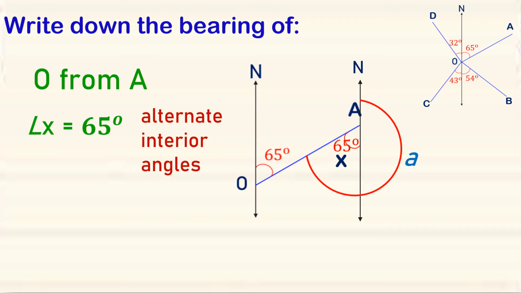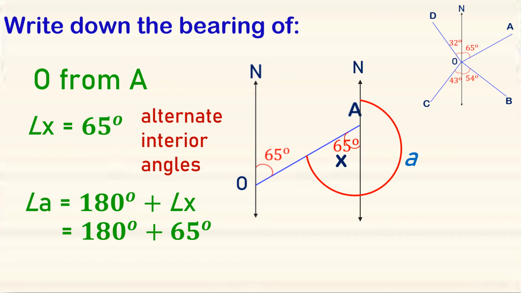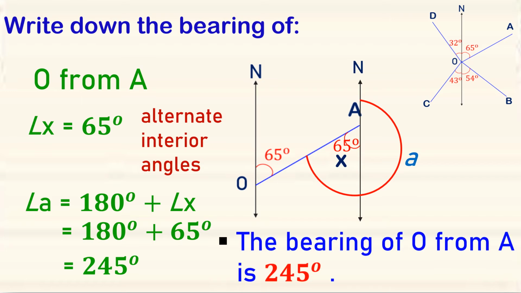And then we are going to measure clockwise from the north line, joining the line OA. So we name this angle as angle A. To compute for angle A, we are going to add angle X plus 180 degrees. Why 180 degrees? Because we have a line there already, and a line measures 180 degrees. And angle X is equal to 65 degrees. So 180 degrees plus 65 degrees is equal to 245 degrees. So the bearing of O from A is equal to 245 degrees.